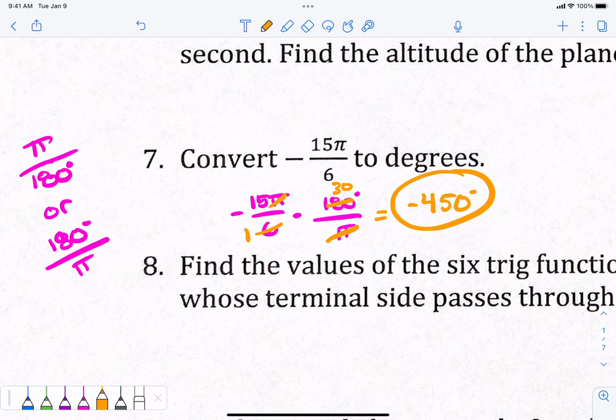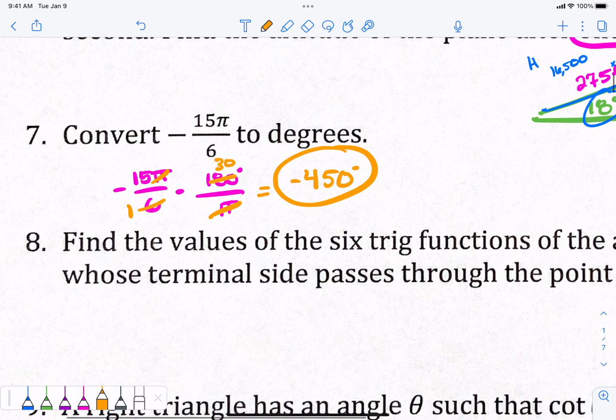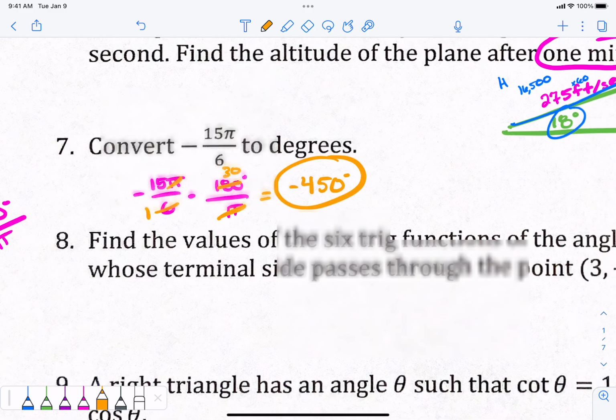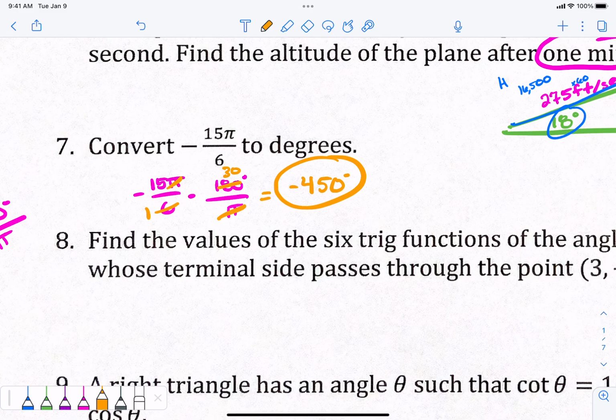No, because when you're reducing, you would take 3 away from all of them only if this was negative 15 pi plus 180 over 6. You don't wanna do that. That's not what you want to do. Negative 450. Make sure you have the negative on it, otherwise it's not quite right.